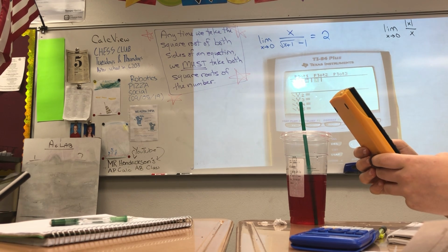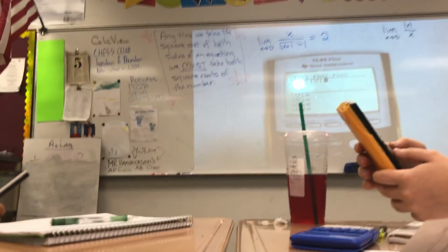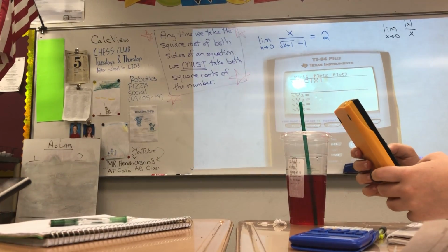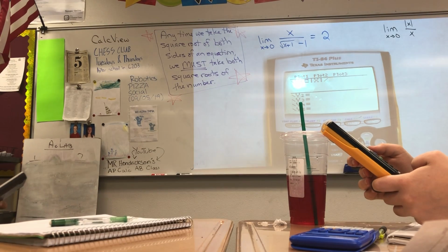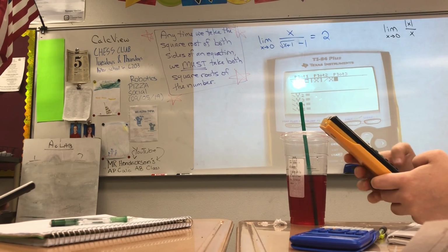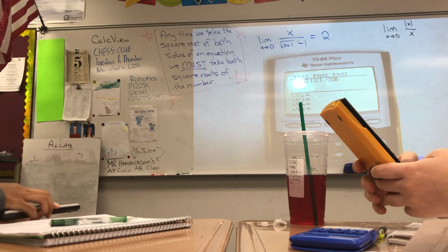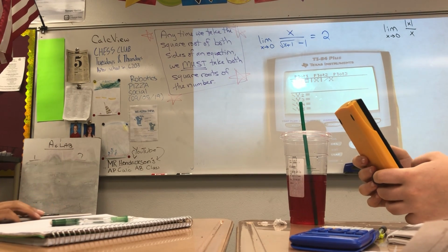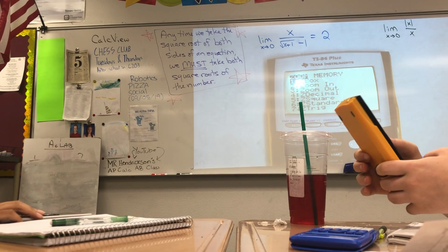It's on the off button. And you can see that there. Absolute value of x. Make sure you right arrow to get out of there. And divided by x. And remember, let's go back, make sure that your window goes back to what it was before. So zoom 6.